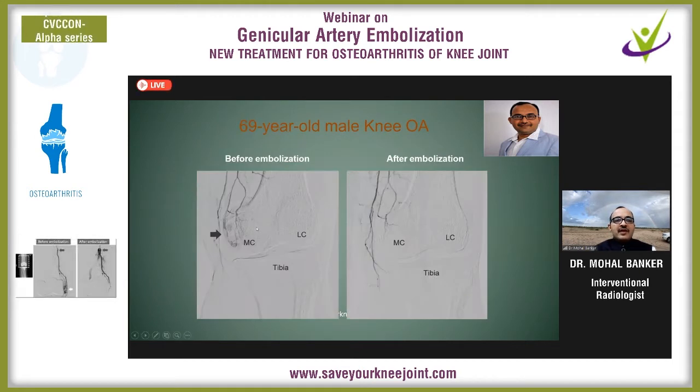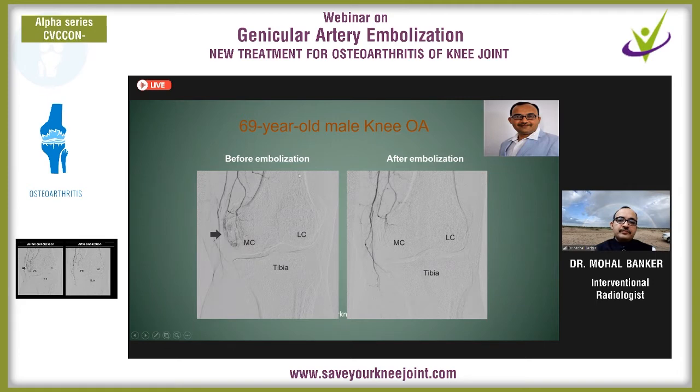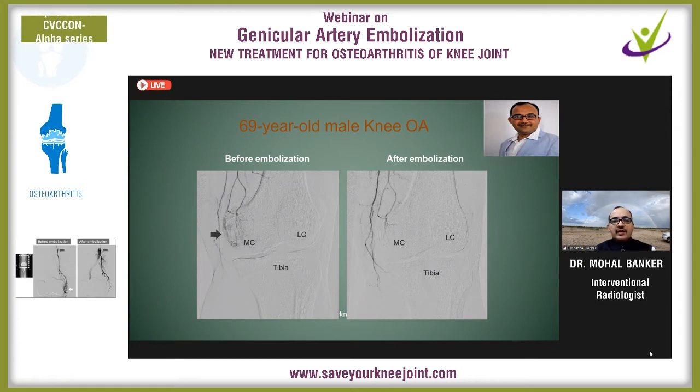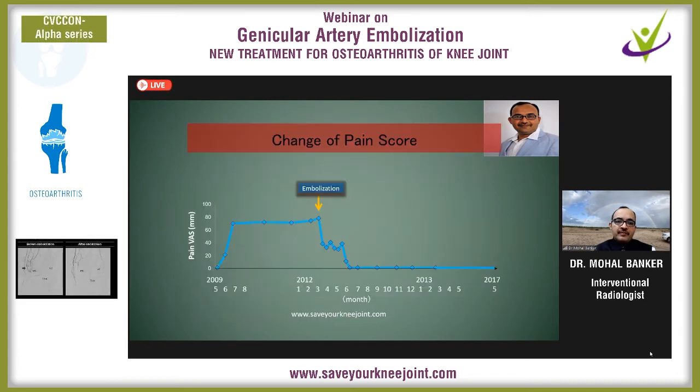If this hypervascularity is embolized by small particles, the vascularity disappears, like in this case post-procedure. So here what we have done is we embolized these microvessels, the hypervascularity disappears, so the chronic inflammatory process disappears and stops over here, so further cartilage damage is stopped.